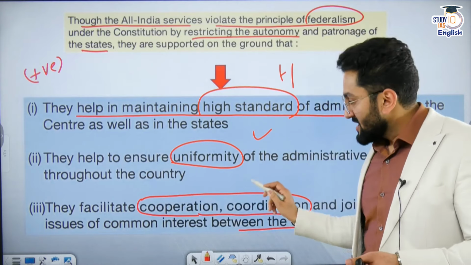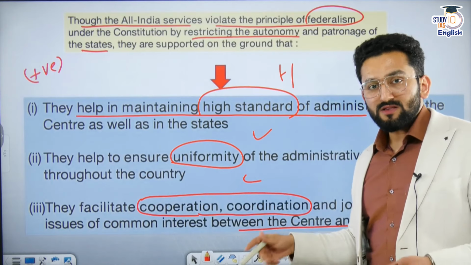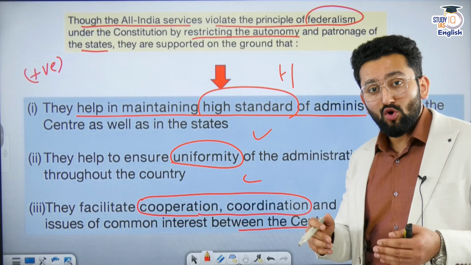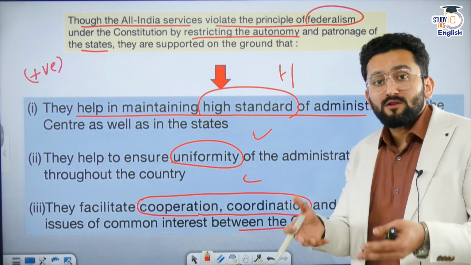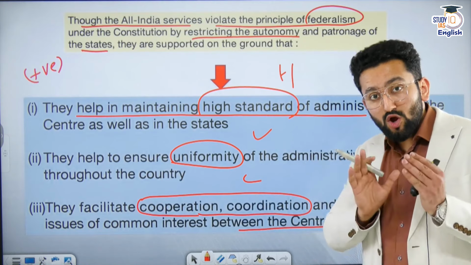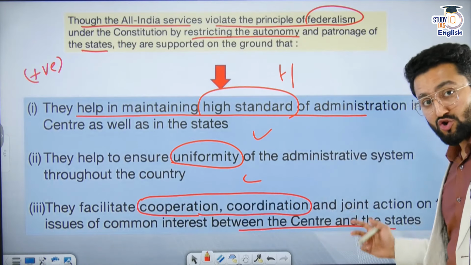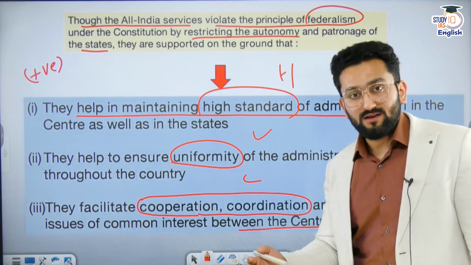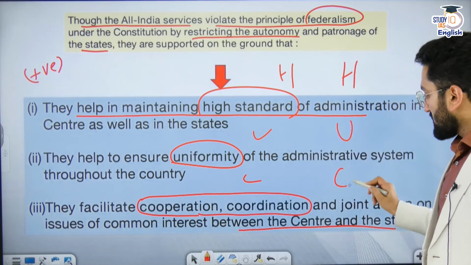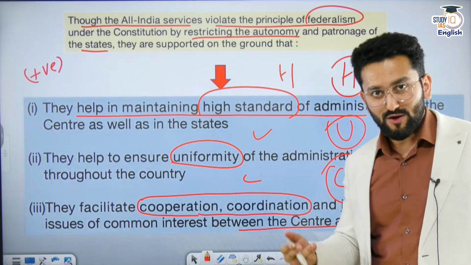So uniformity. Third is cooperation and coordination, right? Because we need cooperation and coordination in different states in order to achieve our common goals. So if all these people are trained through a common mechanism, then having this coordination, cooperation and joint action would become easier. So please remember these 3 points whenever you have to talk about the positives of this.